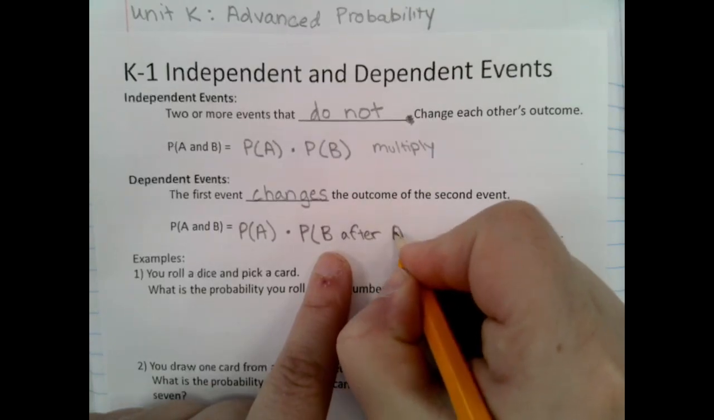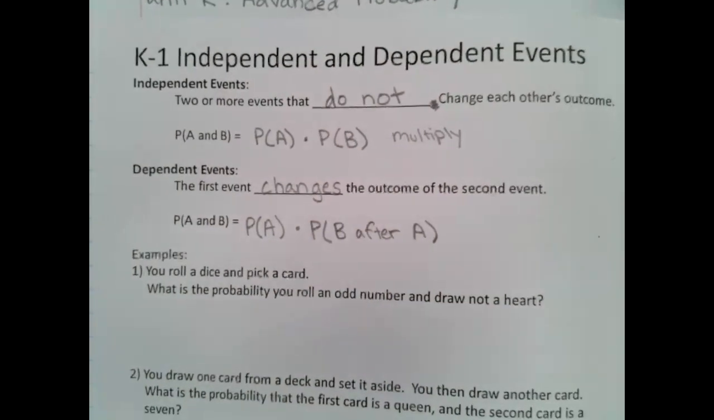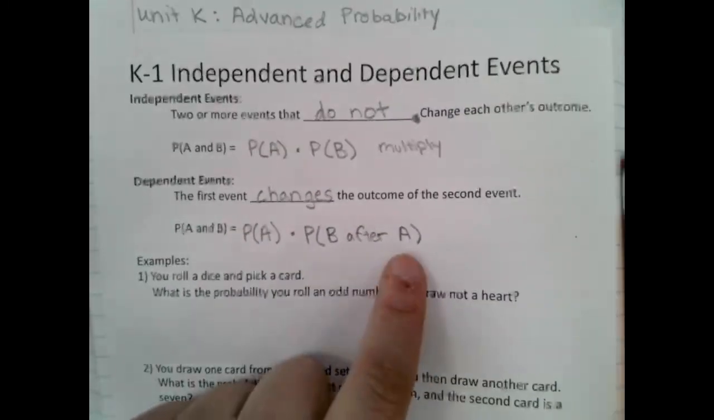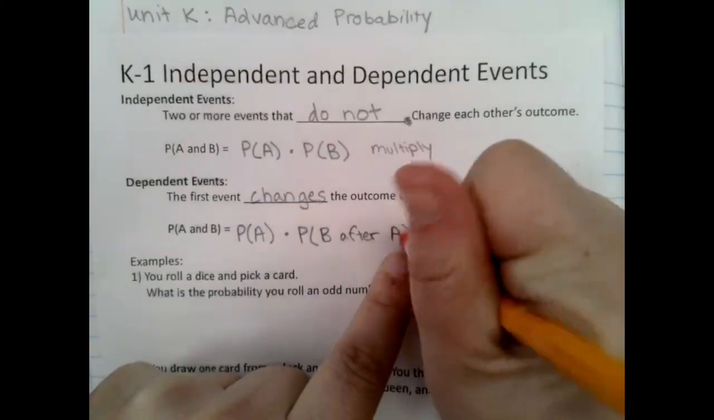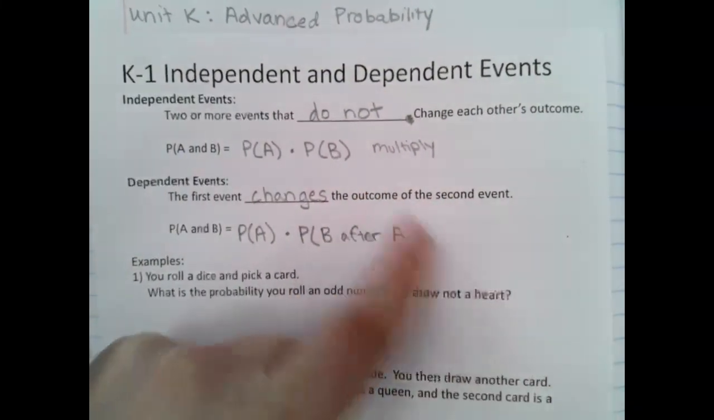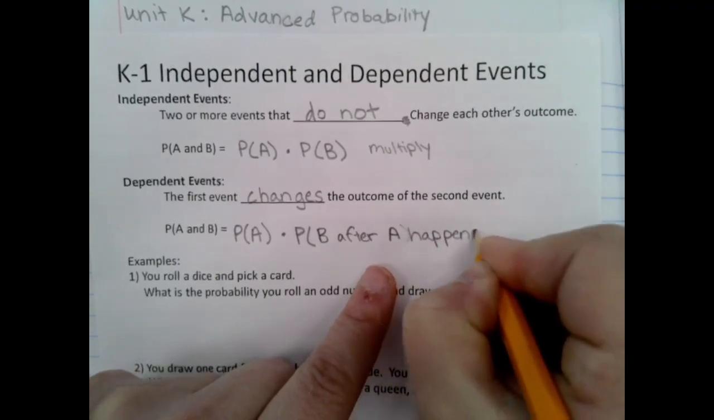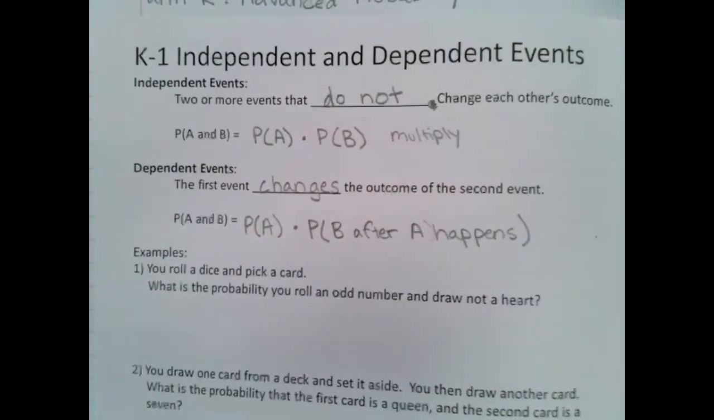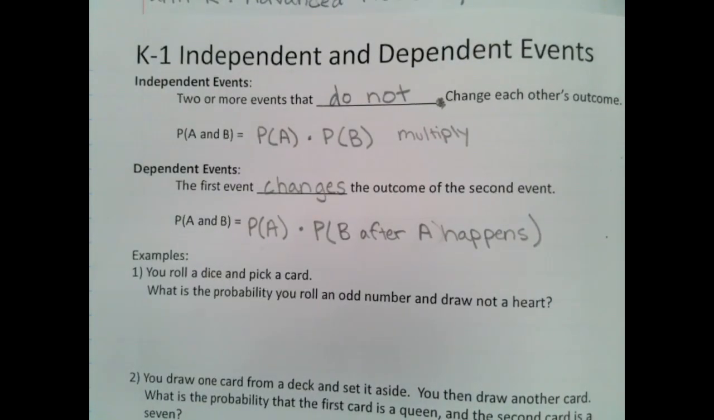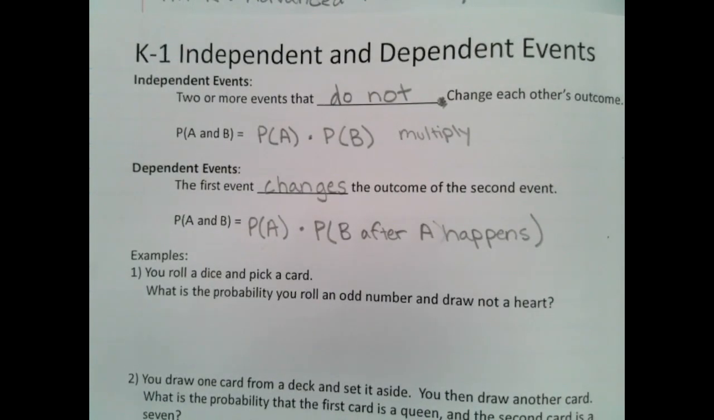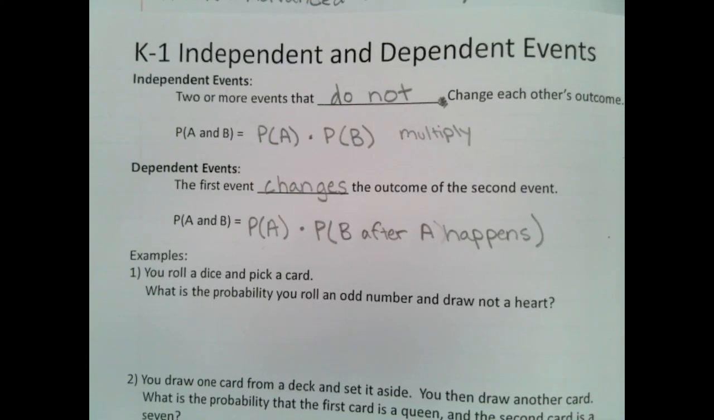Probability of B after A. We should say after A happens, I suppose. Sorry. So when we read each of these problems, the first thing we're going to decide is if it's independent or dependent, and then we'll actually find the probabilities.